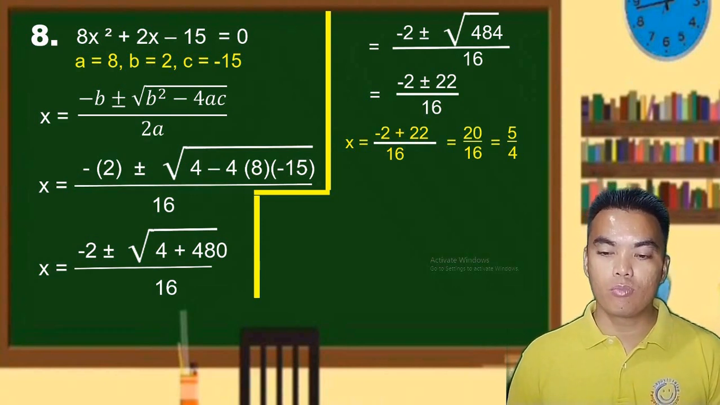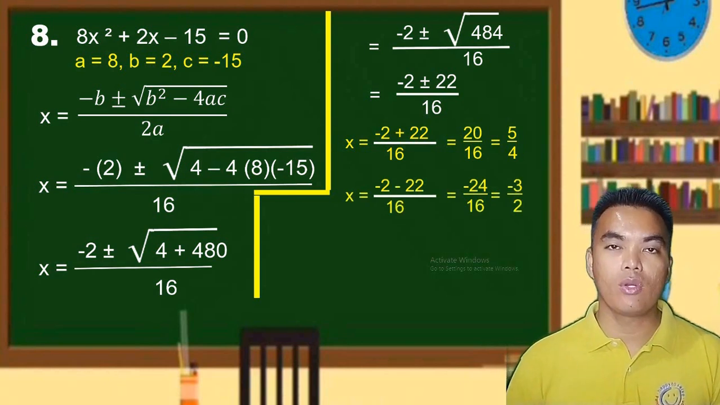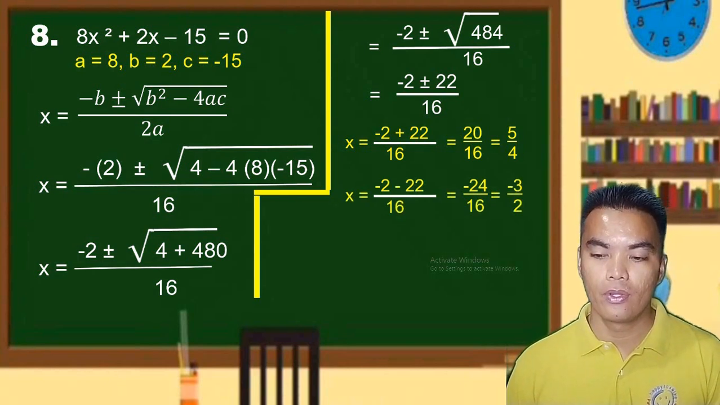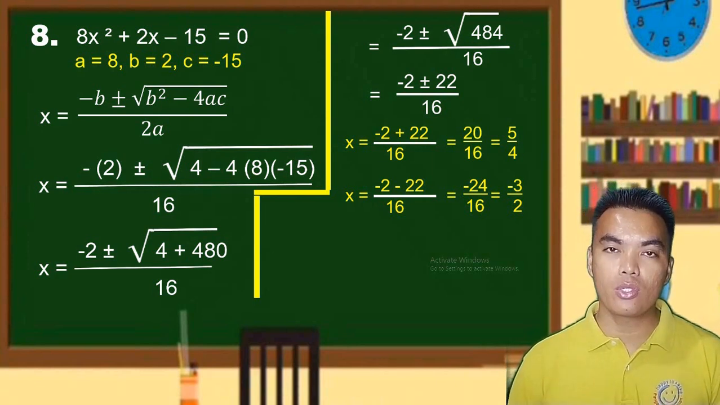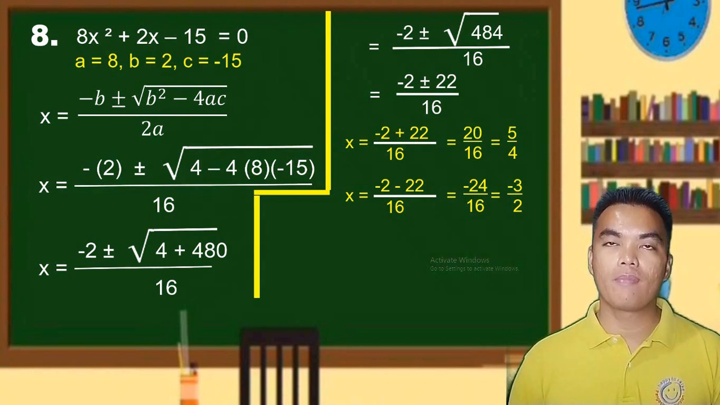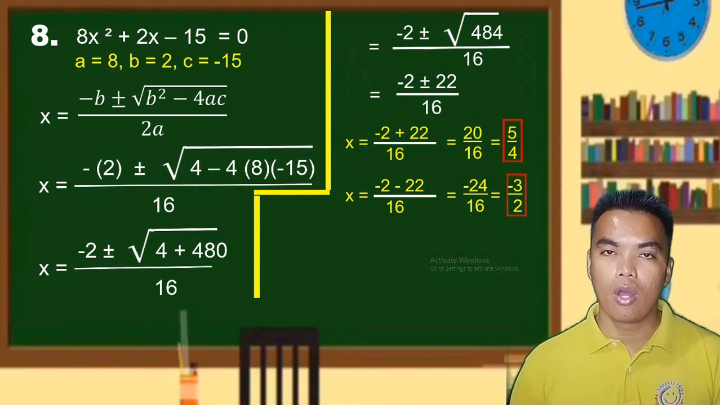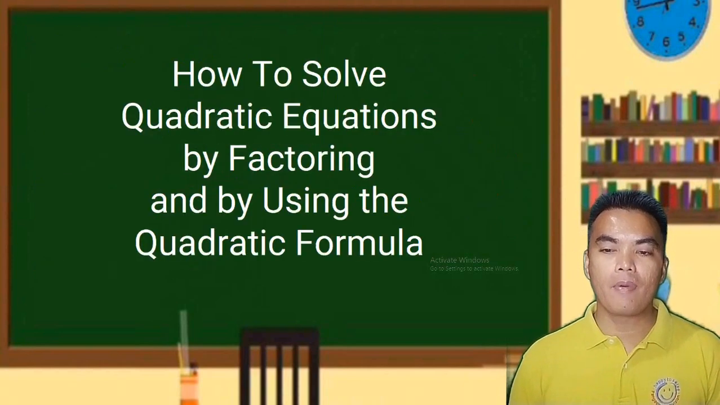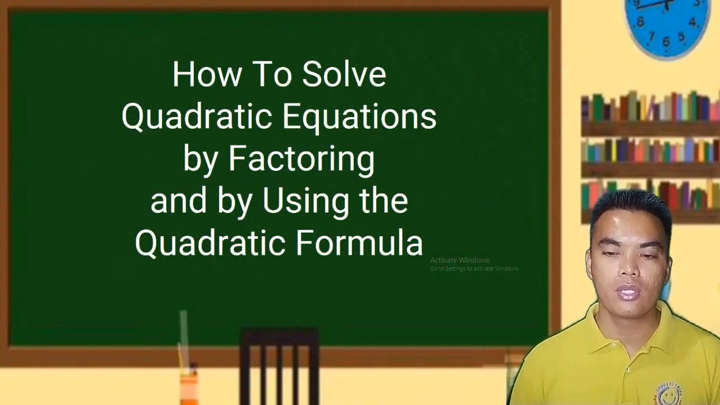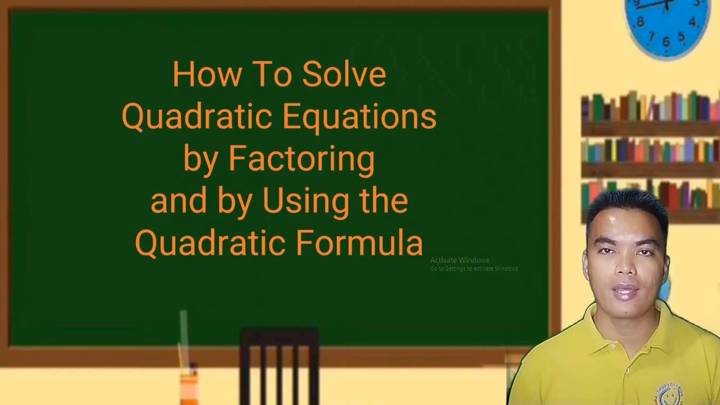The second is (-2 - 22) / 16. So that is equal to -24/16, and we can reduce this by dividing both the numerator and the denominator by 8. So we have -3/2. And that is the second solution of this quadratic equation. So this is our topic about how to solve quadratic equations by factoring and by using the quadratic formula.